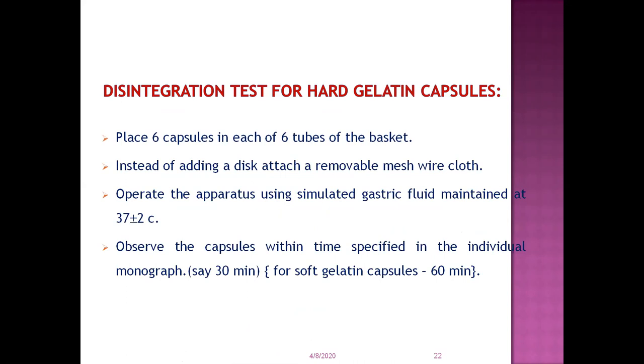Then, disintegration test for all gelatin capsules. In this case, for all gelatin capsules, we are taking 6 capsules, and these 6 capsules should be kept in each of the 6 tubes of the basket. Instead of adding a disc, attach a removable mesh wire cloth. Operate the apparatus using simulated gastric fluid. Observe the capsules within the time specified in the individual monograph, here 30 minutes.